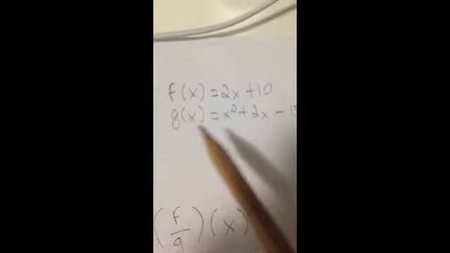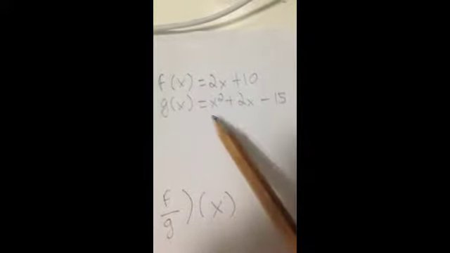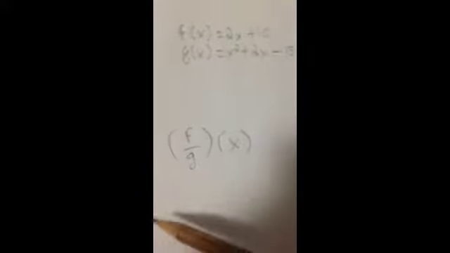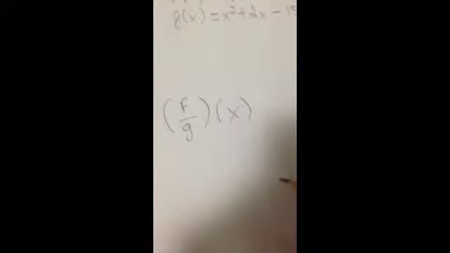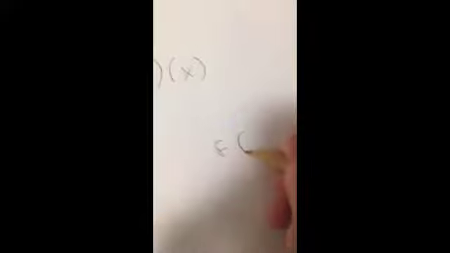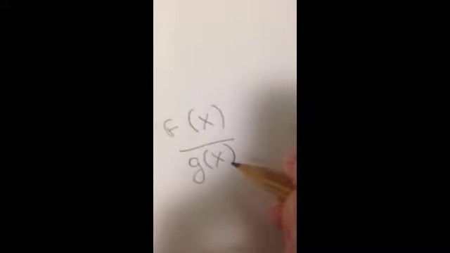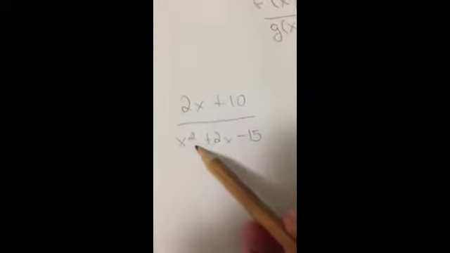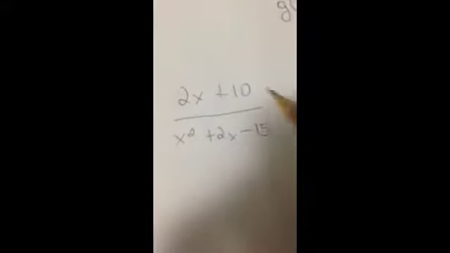So here I have two equations, f of x equals 2x plus 10 and g of x equals x squared plus 2x minus 15. The formula to divide both is f over g of x, but a second way to write that, which is easier, is f of x over g of x. When you put these two equations over each other, you get 2x plus 10 over x squared plus 2x minus 15. Now, a way to solve this would be to factor both.